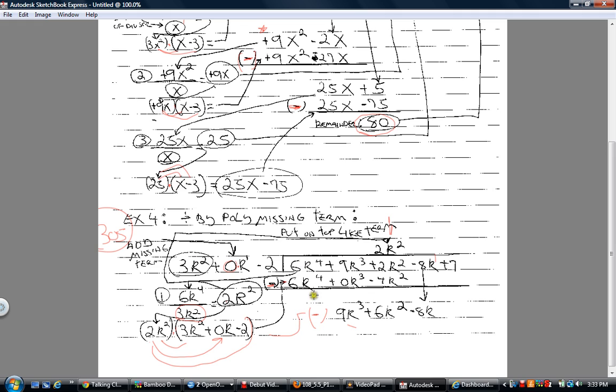Okay, now subtract, and then your result is down here, and then you start the process again. I ran out of room here, but you would take 9r cubed divided by the leading term, 3r squared. Your answer here would be what? 3r. Multiply it out, and you can see the answer in the book.